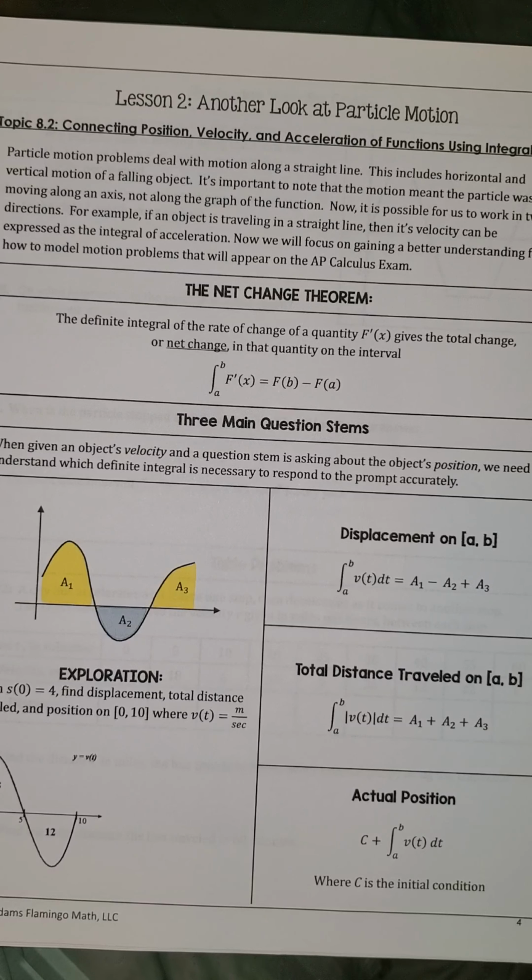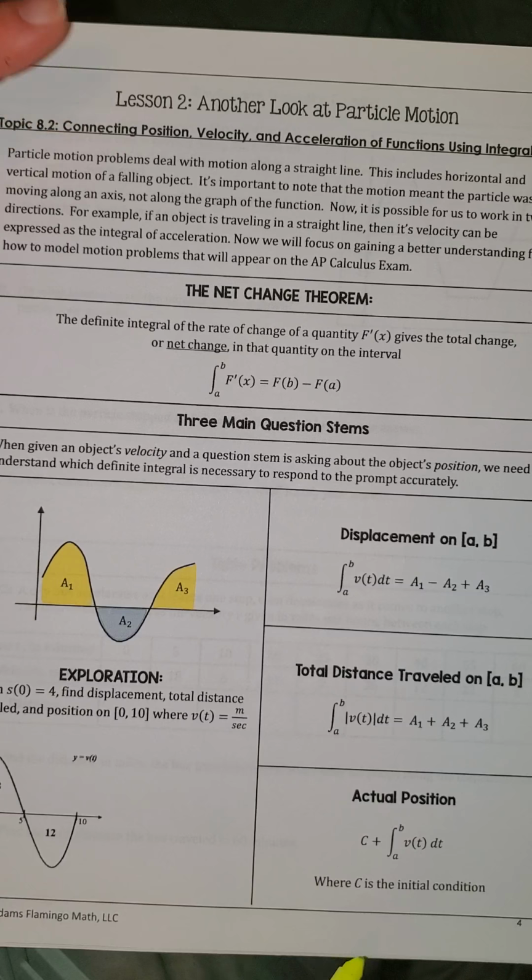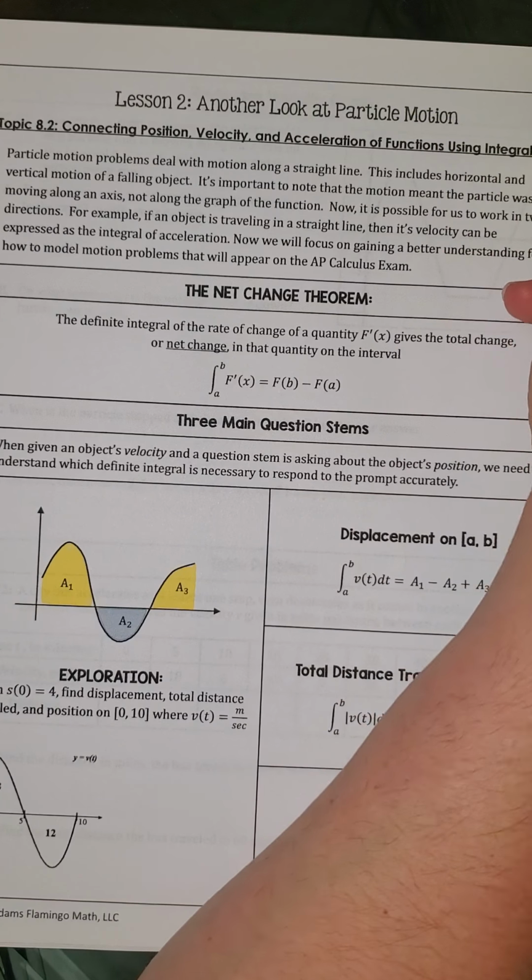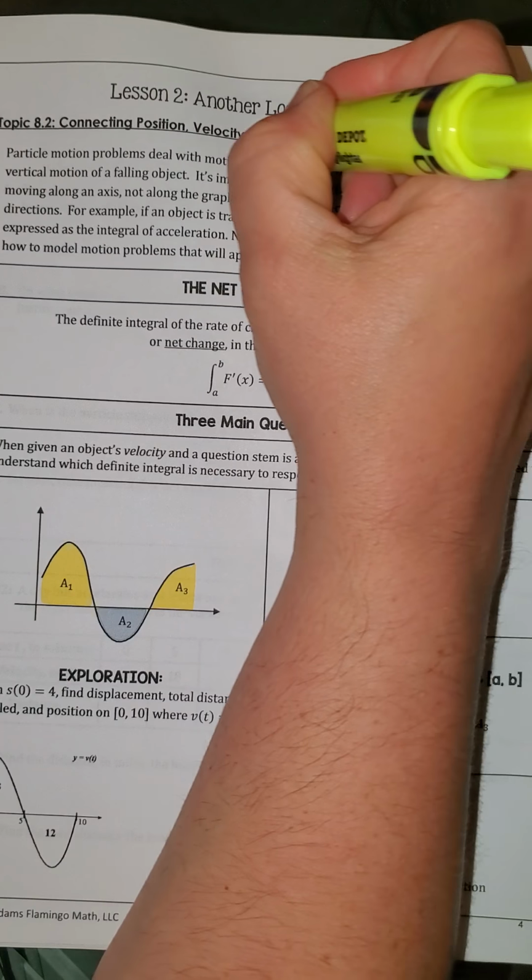I will do 8.2. I'm actually not going to do 8.3 for those of you who are looking at your chapter 8 stuff. I think this will be sufficient for what we need to get through. So it'll be lesson 2 on the Flamingo math stuff, but it's 8.2 in the calculus standards.